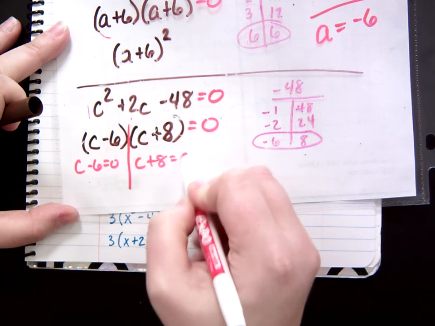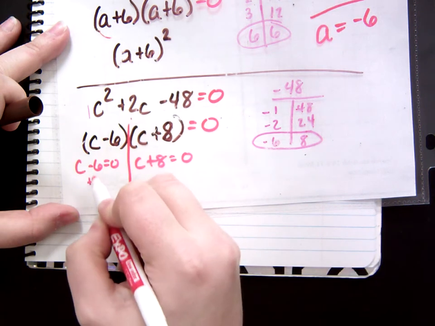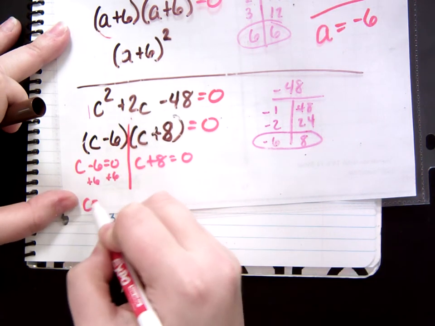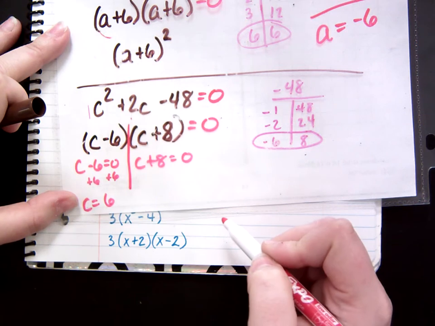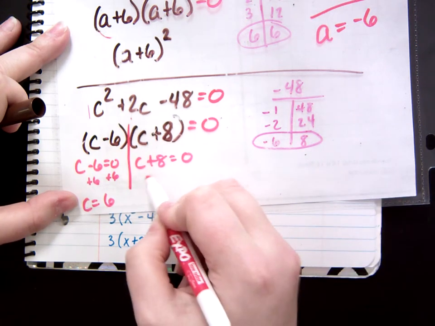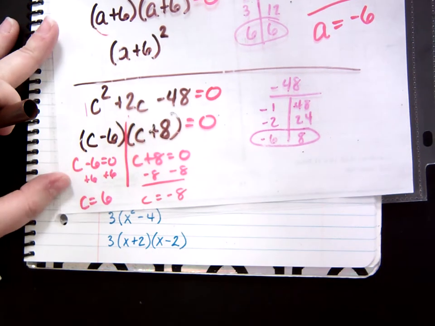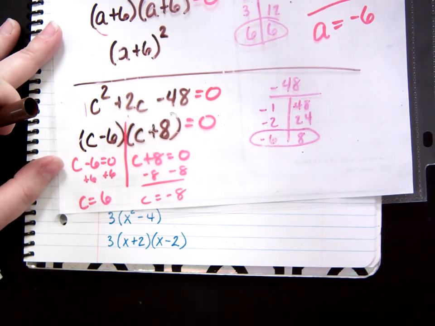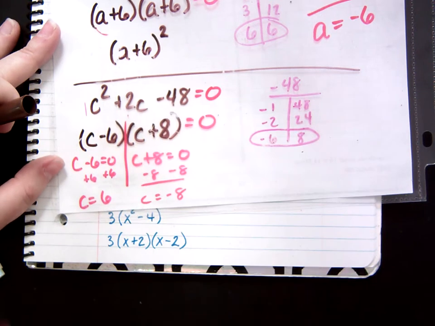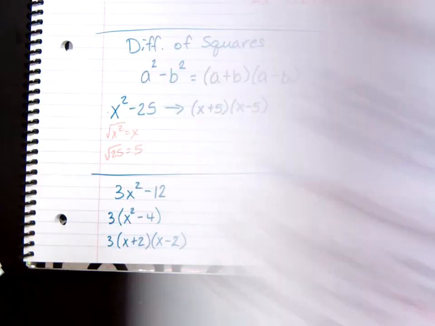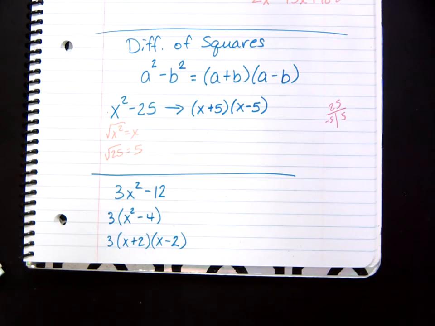and solve. So here I would add 6 to both sides to get c equals 6 for one of the solutions. And here I would subtract 8 to get c equals -8 for the other solution. And again, you can test it out by plugging them both into this original equation to see if it checks out. The same thing can be done for the other ones I factored.